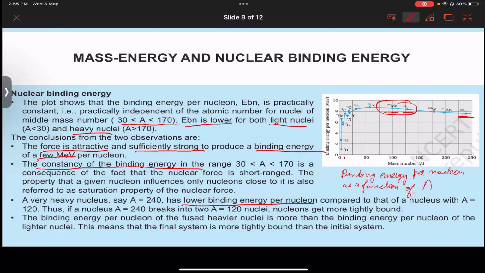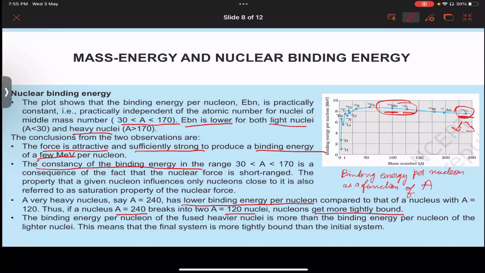Okay, so that means that if a nucleus with the atomic mass of 240 breaks into two nuclei with atomic mass number 120, okay, the nucleons will get more tightly bound. So if your uranium breaks into two different nuclei, the two different nuclei will have higher binding energy than what it had when it was in the form of uranium.